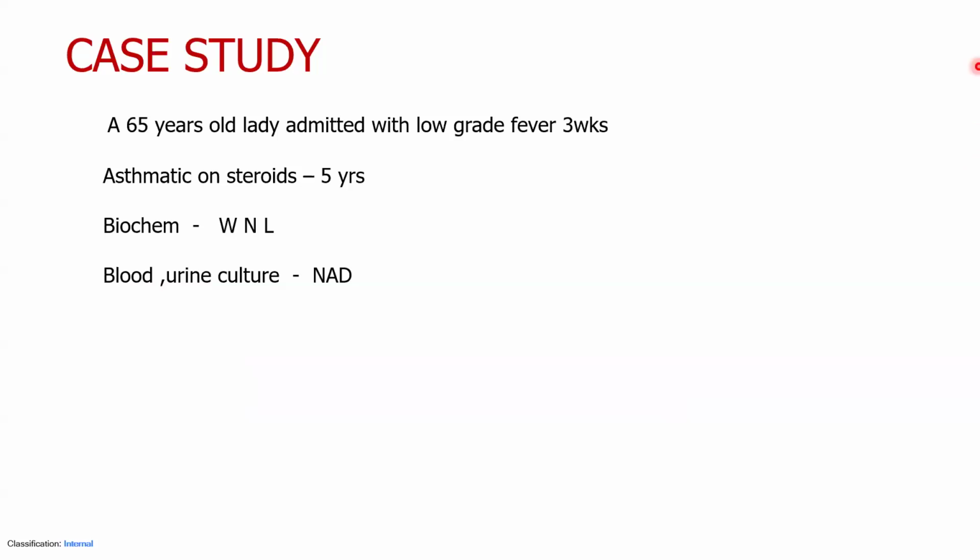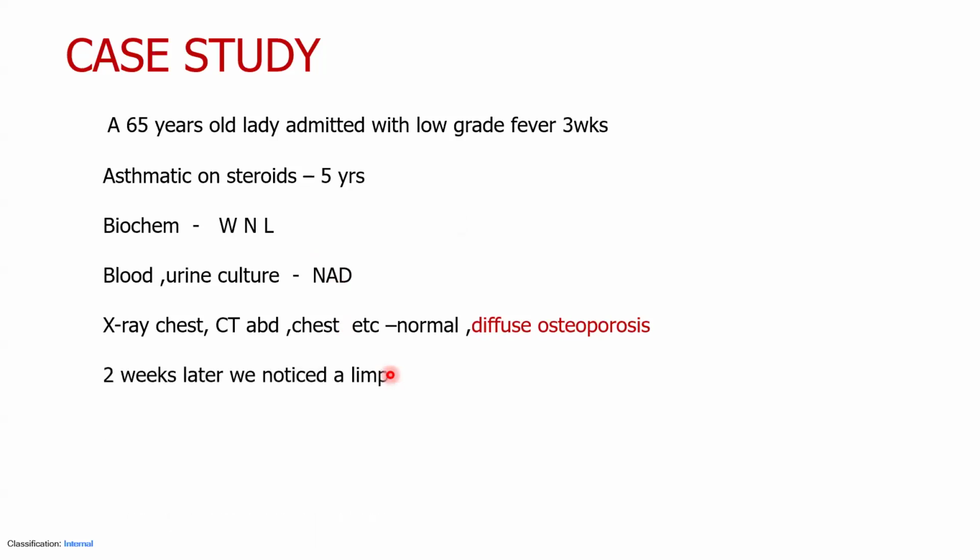This is a 65-year-old lady admitted with fever of 3 weeks. She's an asthmatic on steroids. There were no significant findings in biochemistry or in culture. X-ray just showed diffuse osteoporosis, which was probably age-related. She was still admitted, and we noticed she had a limp 2 weeks later. The diagnosis thought of was multiple myeloma, and a bone marrow aspirate was advised.